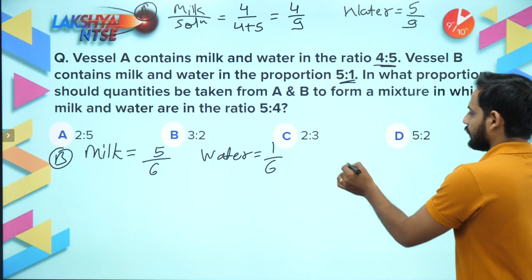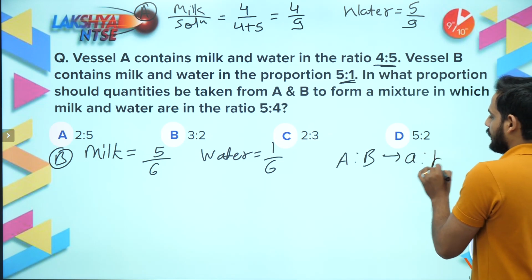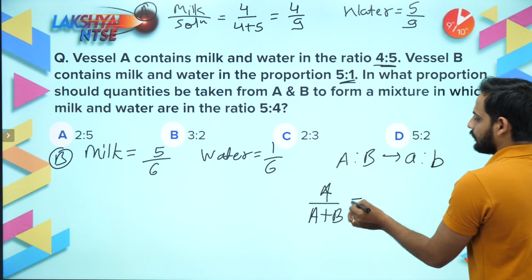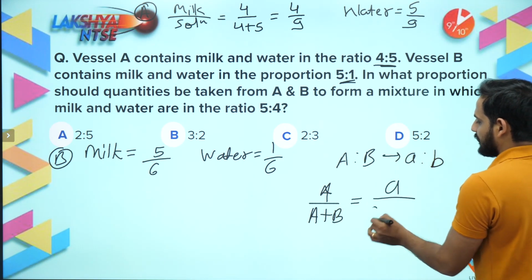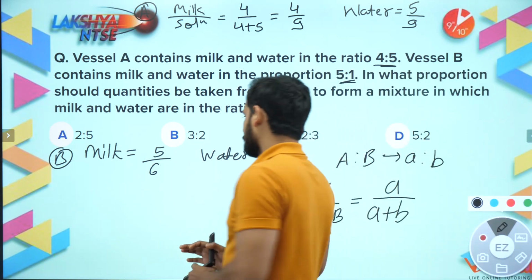So you should know that if the ratio of A to B is, let us say, A is to B, and then if I ask you what is the ratio of A with A plus B, the ratio of A is A and A plus B will be A plus B. So the same thing I am doing here. Okay, now the next step.